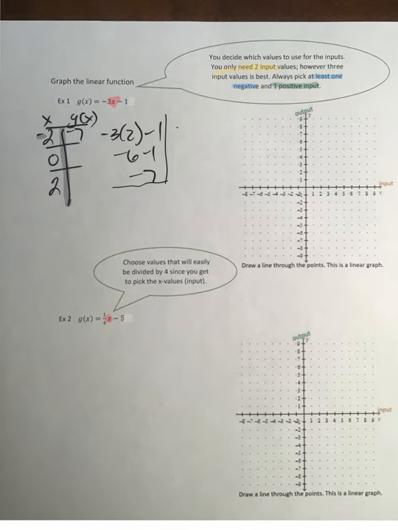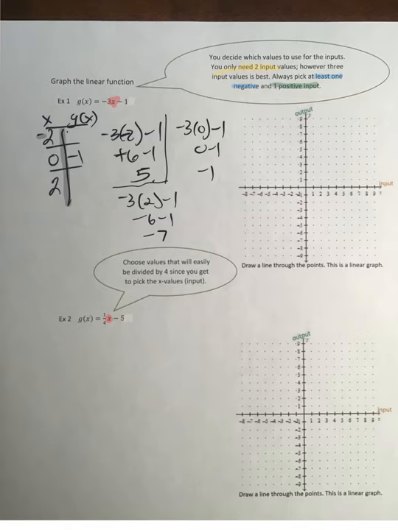And then we're going to do negative 3 times 0 minus 1. And then we're going to do negative 3 times 2 minus 1. I felt like we did it twice. Oh, this is supposed to be a negative 2. So negative times negative is positive. And then positive 6 minus 1 would be positive 5.